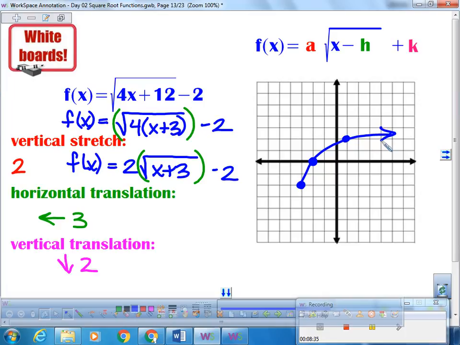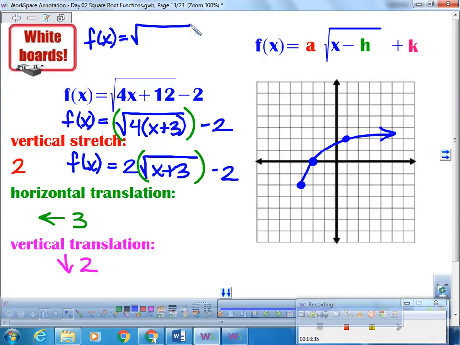What value would you substitute in to check? 1. Let's put a 1 in and see what happens, because over 1, I should be up 2. Make sense? Yeah, you could put -2, then I should get 0. But I always try the second point, just to make sure that I'm on the right track.